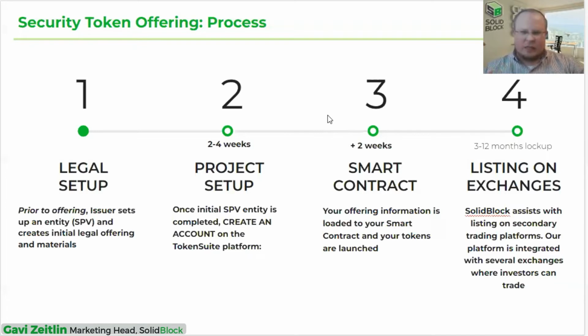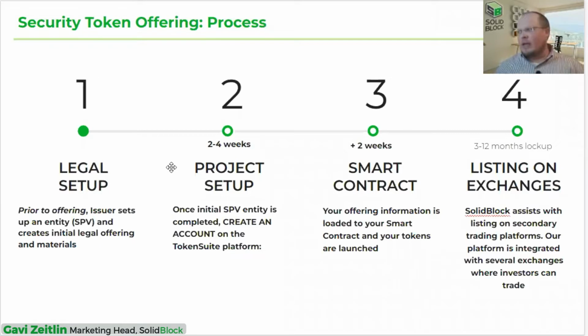So that's the first stage that has to happen. There has to be a legal setup first to prepare the asset for a public offering. Stage 2, again working with us, once we have the legal work in place, because everything is really driven by that PPM, is a project setup phase, where we're going to be creating an account on the TokenSuite platform. We're going to be getting everything ready for stage 3, which is the smart contract creation.